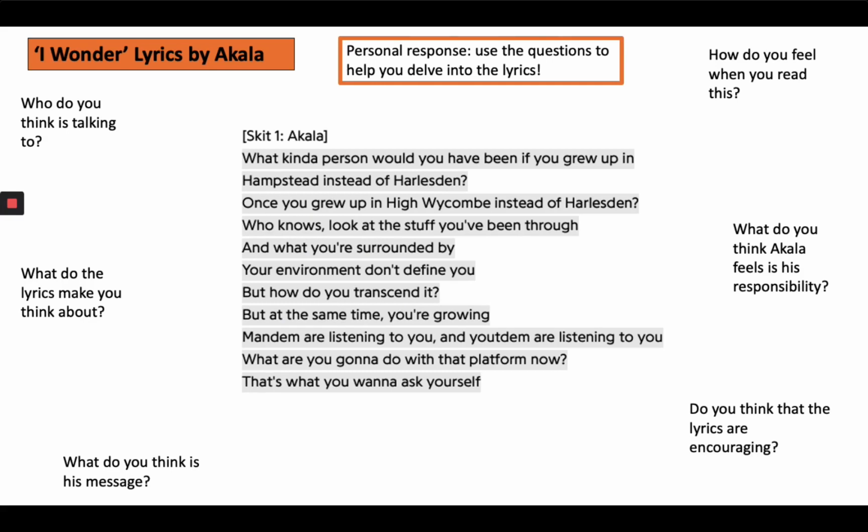So what is he saying here? So how do you feel when you read this? This is all about your personal response. What does it make you feel? Okay, what do you think Akala feels is his responsibility?